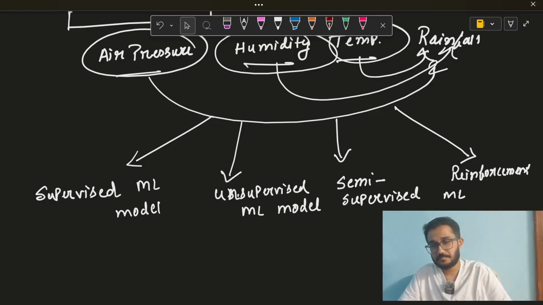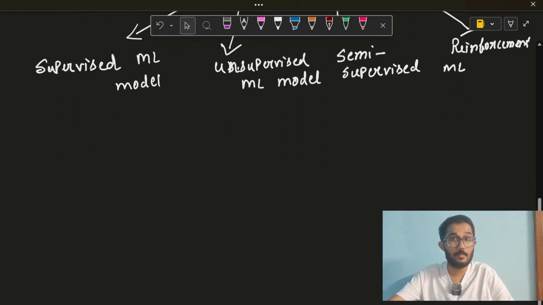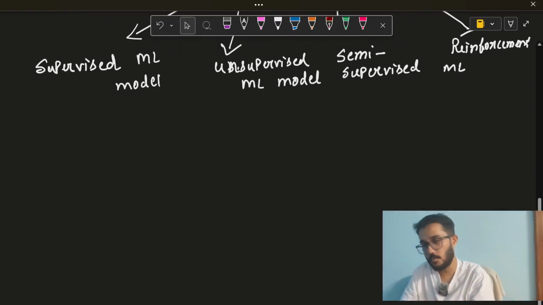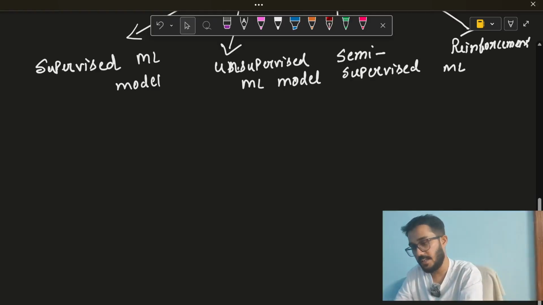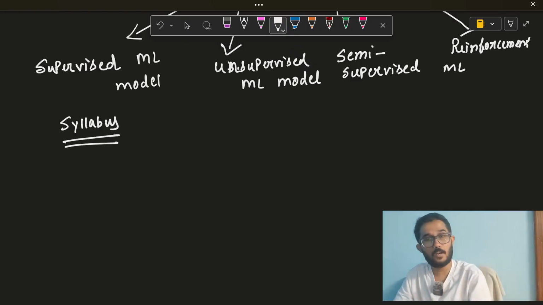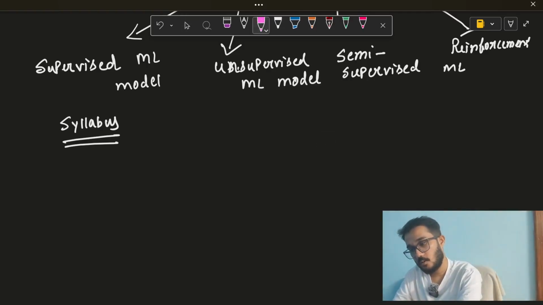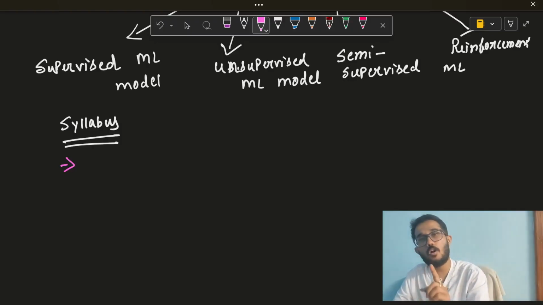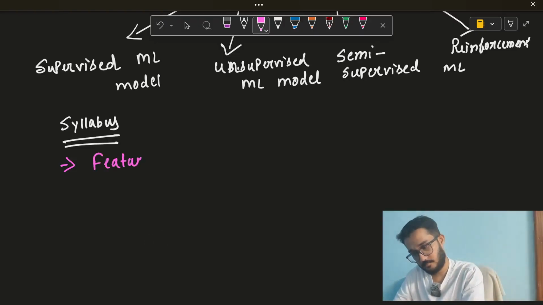Now, what will we be learning in this ML playlist? First of all, we have to look at the syllabus, because the syllabus is a very important thing for understanding the workflow and the roadmap of the entire machine learning. First of all, we will take a lot of time in doing the feature engineering.